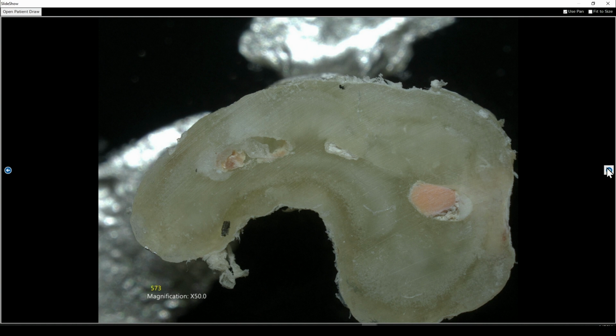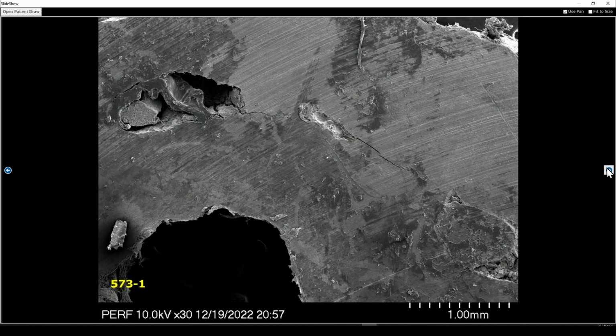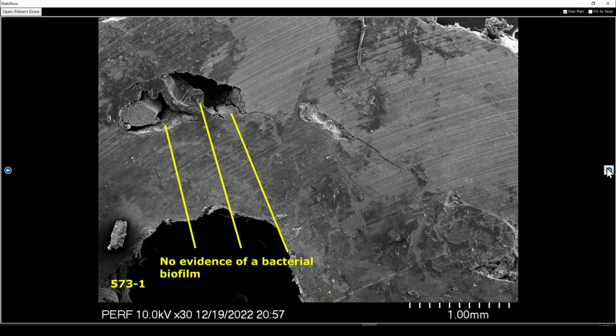When we did look at the apical segment, I was interested to see, because there was a lesion attached, but I was not able to find any evidence of a bacterial biofilm in the apical millimeter of the root. So I guess that's good news.